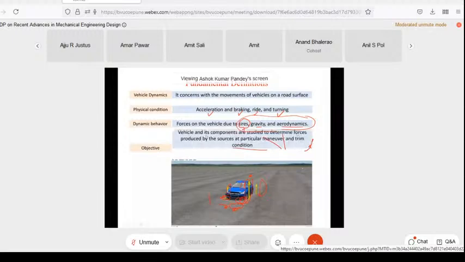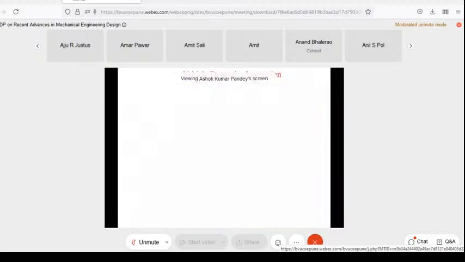So our objective is that the vehicle and its components are studied to determine forces produced by these sources at a particular maneuver. So these are called maneuvers and different conditions. So we will look at how the vehicle responds to these forces, right? Now, to do vehicle modeling, first we have to see whether we are considering the vehicle modeling under isolation, or we are considering the vehicle when it is running on the road, and we have to consider all the controls.